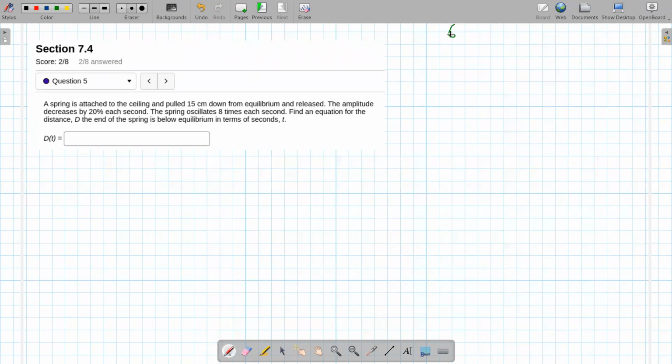So spring hanging down, and it's got this equilibrium here. And then we pull it down 15 centimeters, and we're measuring how far it is below its equilibrium, so down is positive. So this is the 15, it's going to be the furthest it's going to be away, right? So that's going to be the max right there from the equilibrium, which is its average, right? Midline, equilibrium.